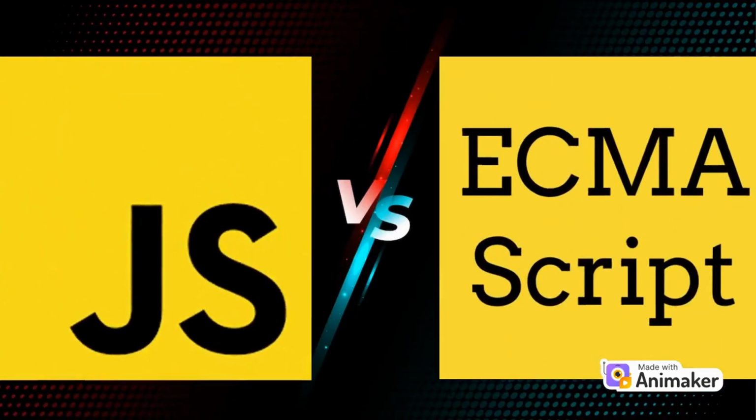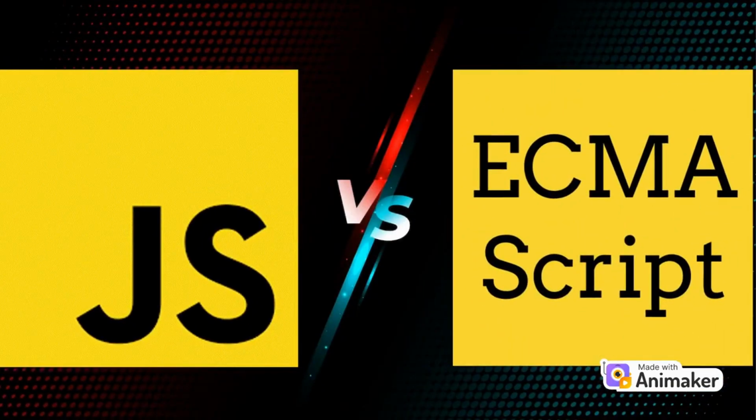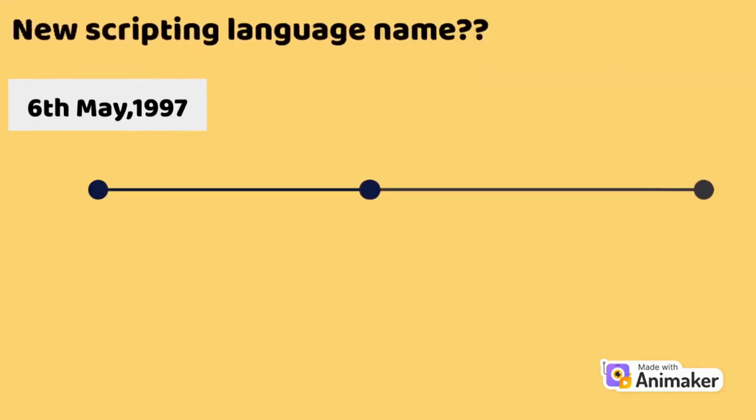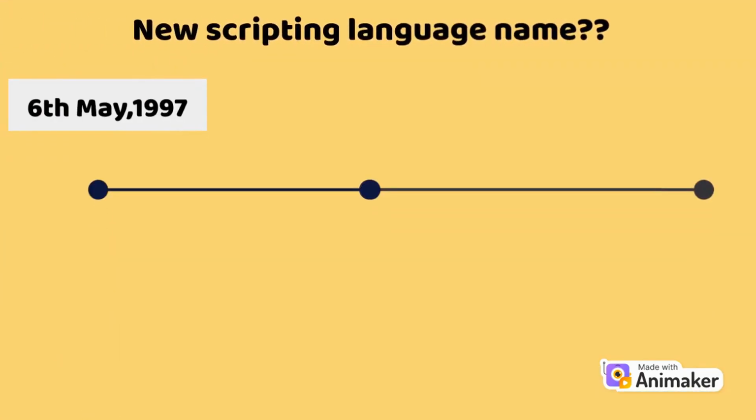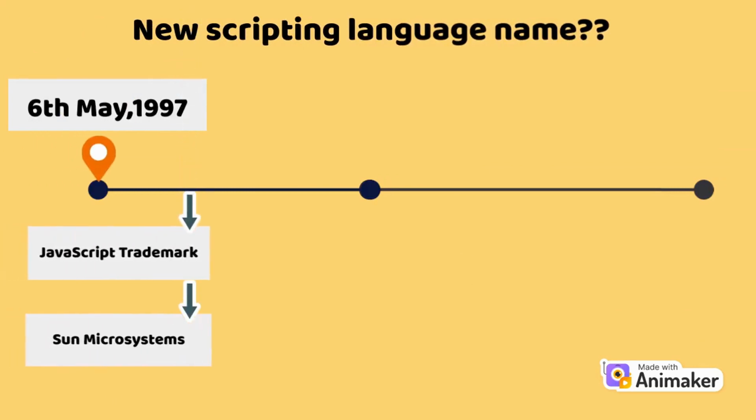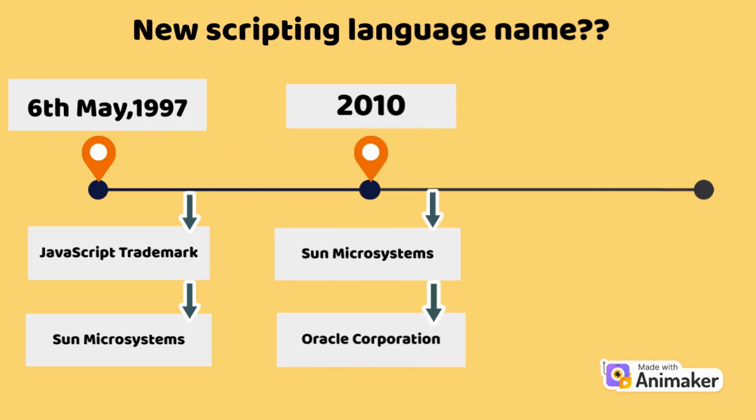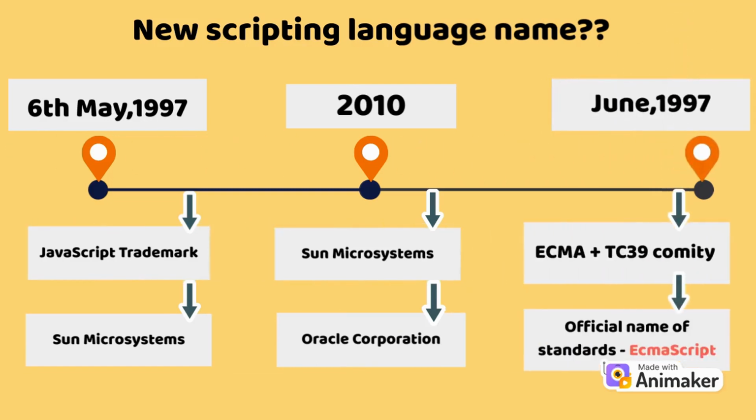Now, what's the difference between JavaScript and EcmaScript? JavaScript is a trademark of Oracle Corporation in the United States. This trademark was originally issued to Sun Microsystems on 6 May 1997 and it was transferred to Oracle when Oracle acquired Sun in 2010. To further distance the language from the Oracle-owned trademark, the official name of the language specified by the TC39 committee and formalized by the ECMA International body is EcmaScript.